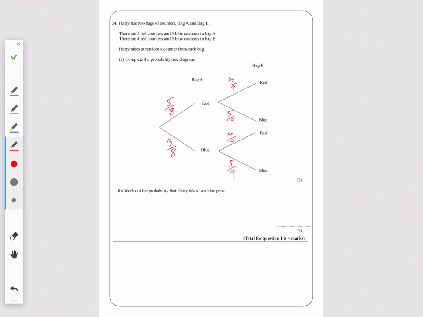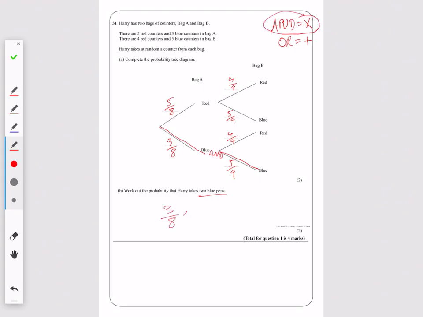Now it says work out the probability that Harry takes out 2 blue pens. So I want the first one to be a blue, and I want the second one to be a blue. So and both of these. So I'm going to use the AND rule. So the AND rule means you times, and the OR rule means you add. So I'm going to be using the AND rule where you times these fractions together.